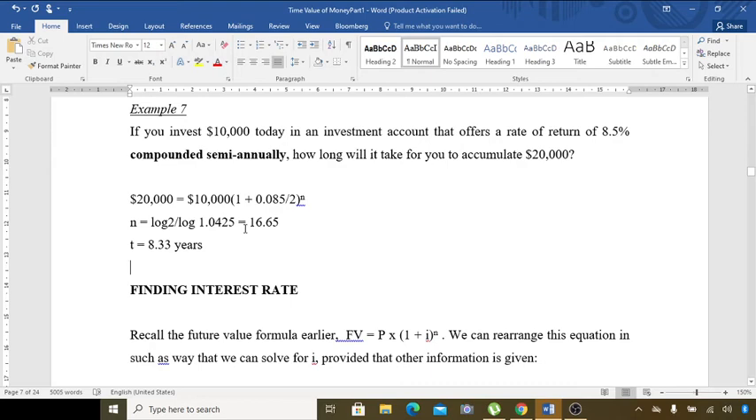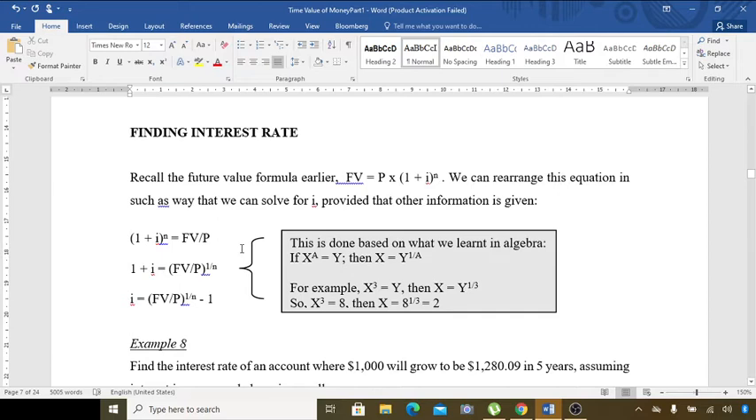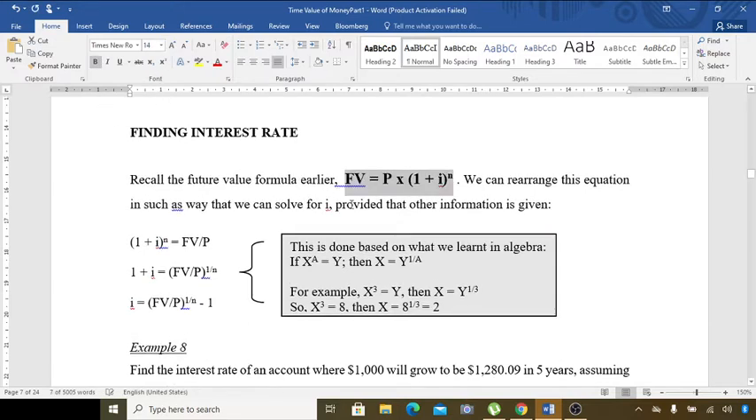The rest you do on your own with your own practice. Okay. Now, in addition to finding the time period, you can also find the interest rate, which is not that difficult. Now we refer to the basic formula earlier, the magic formula I call it, right?